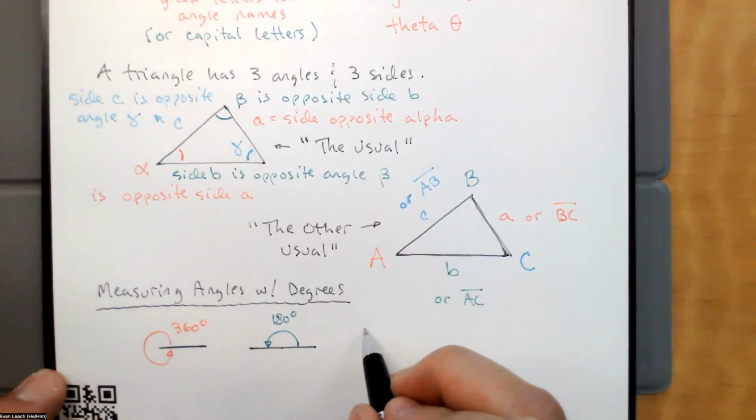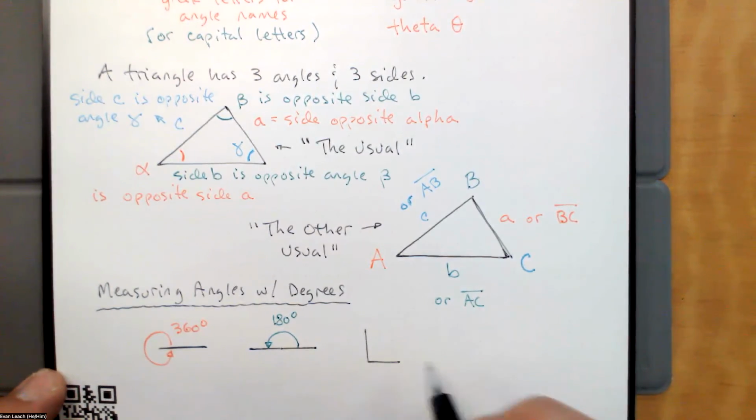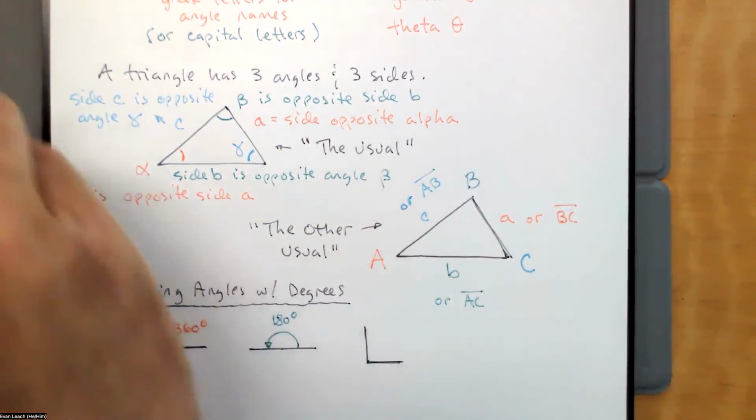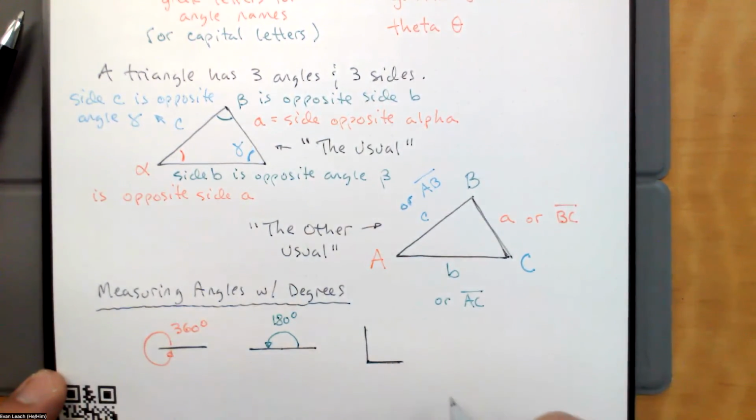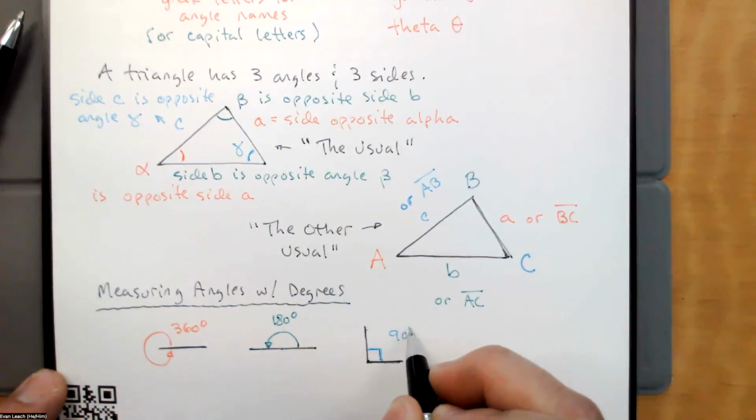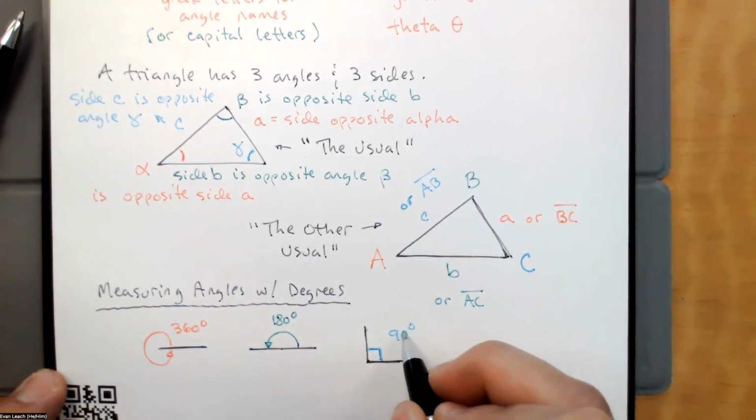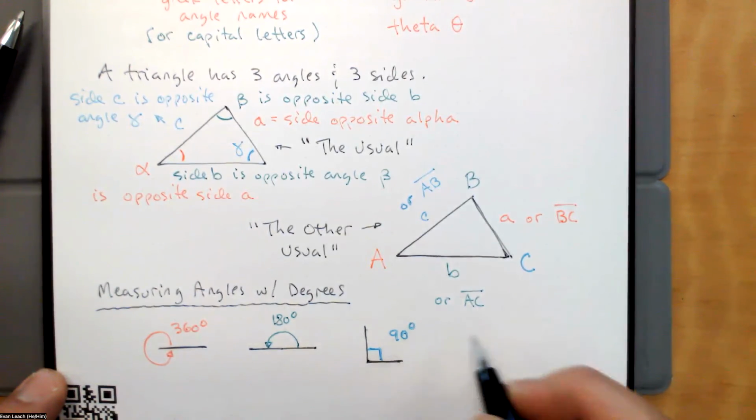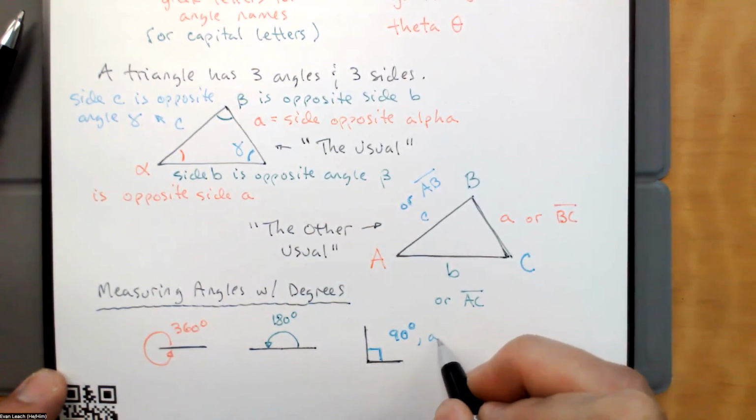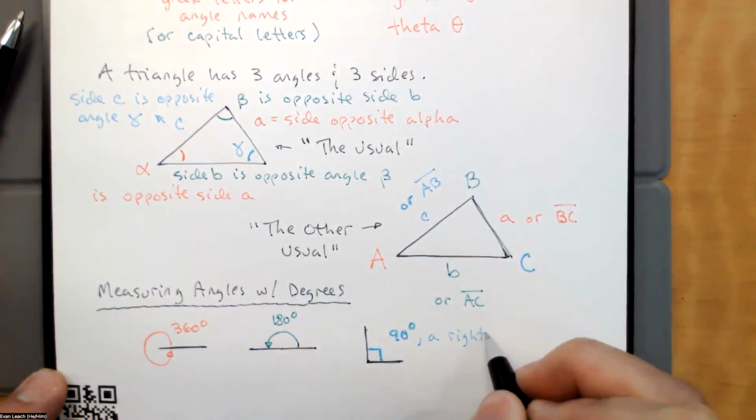If I make a sharp corner like this, how many degrees is that? Look how much stuff you already know. Instead of making a curvy one, what do I do when it's a 90-degree angle? I put a little square there to emphasize that this is a 90-degree angle. What's another word for 90-degree angle? A right angle.